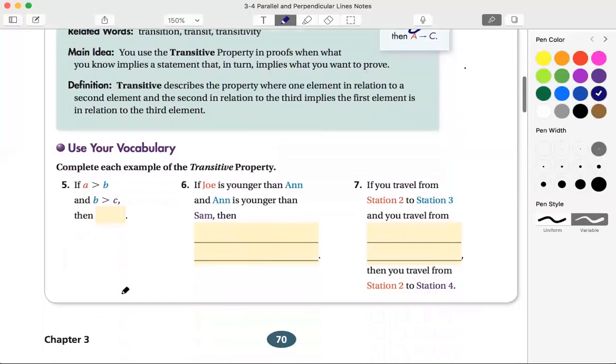Okay, so let's use our vocabulary. If A is greater than B and B is greater than C, then what do I know? Well, then I know A must be greater than C. If Joe is younger than Ann and Ann is younger than Sam, then what do I know? I know Joe is younger than Sam. If you travel from station 2 to station 3 and you travel from station 3 to station 4, then you travel from station 2 to station 4.